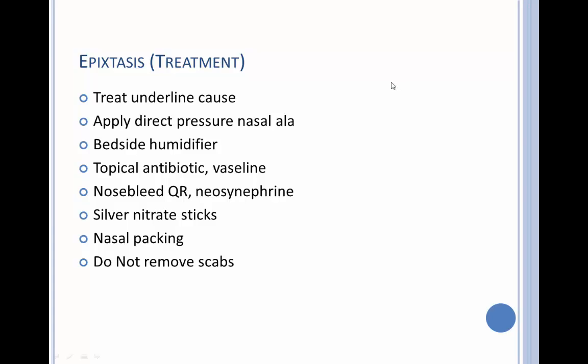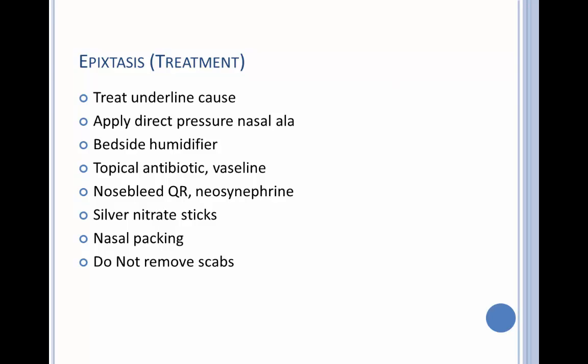Presumptive treatment for active bleeding patients is that of the anterior bleeding. The need for blood replacement is determined by hemoglobin level. It's usually very well controlled by pinching the nasal ala for 10 to 15 minutes while the patient is sitting upright.